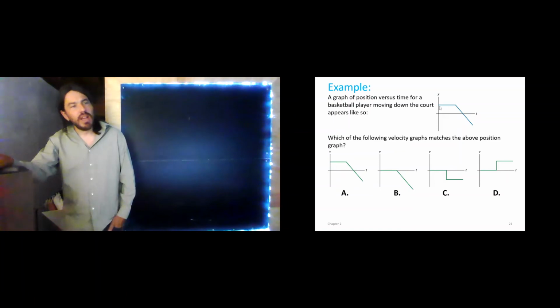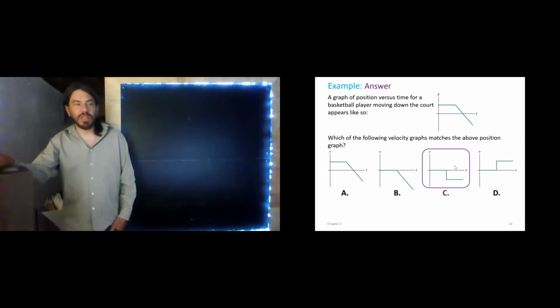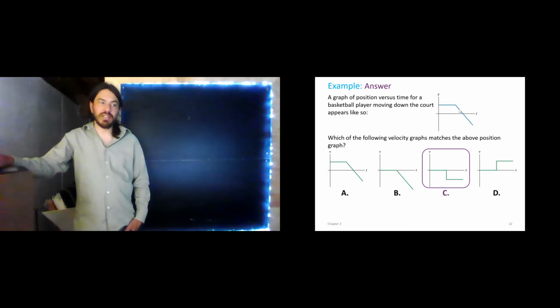Okay, so we have a 0 slope for a minute, and then we have a negative constant slope. So we should be looking for a graph that starts out at 0 and then jumps to some negative value but doesn't change. I only see one that looks like that. It is C. And indeed, C is the correct velocity versus time graph that matches this position versus time graph. Notice that we know this because C is the slope of this graph.